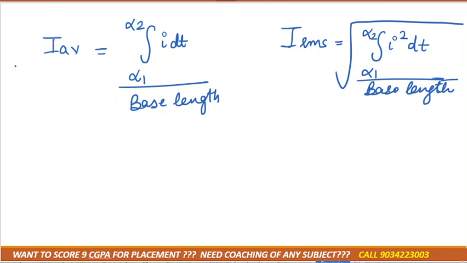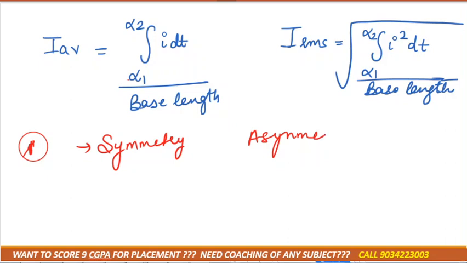So see, how can we get it? First of all, we have to see what alpha 1 is and what alpha 2 is. To solve these kinds of questions, we have to follow certain steps. Step number 1: we have to see whether the waveform is in symmetry form or in asymmetry form.